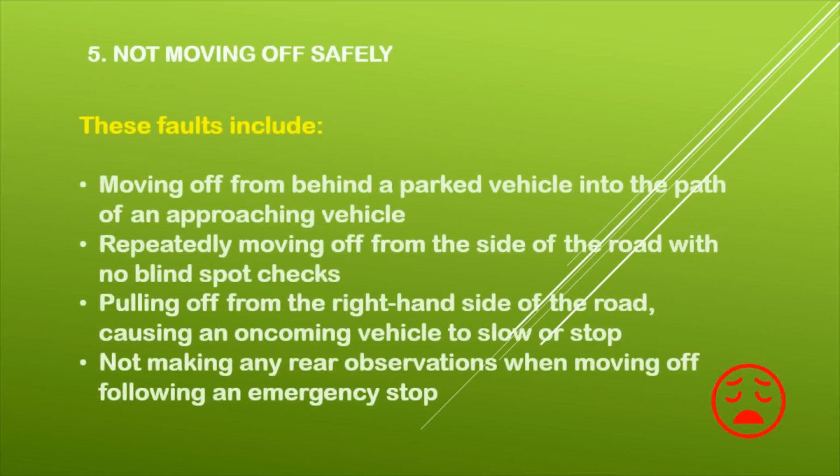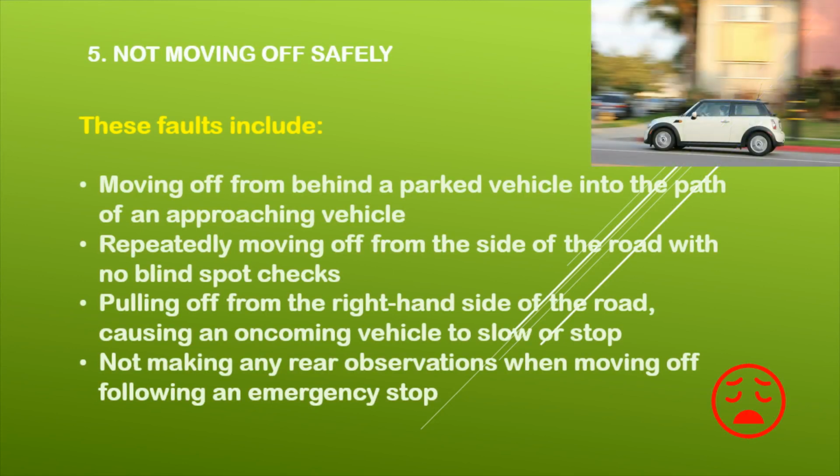The fifth most common fault is not moving off safely. These faults include moving off from behind a parked vehicle into the path of an approaching vehicle, repeatedly moving off from the side of the road with no blind spot checks, pulling off from the right-hand side of the road, causing an oncoming vehicle to slow or stop, and not making any rear observations when moving off following an emergency stop.